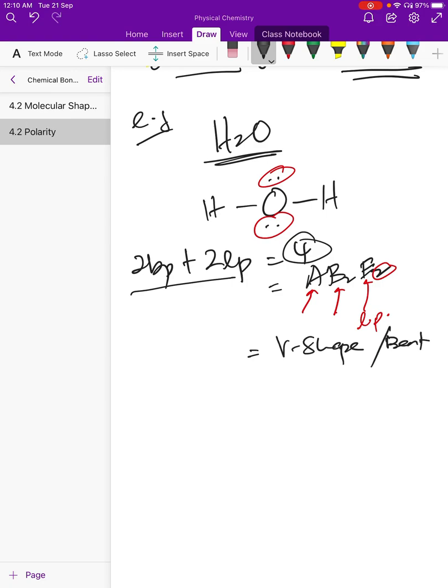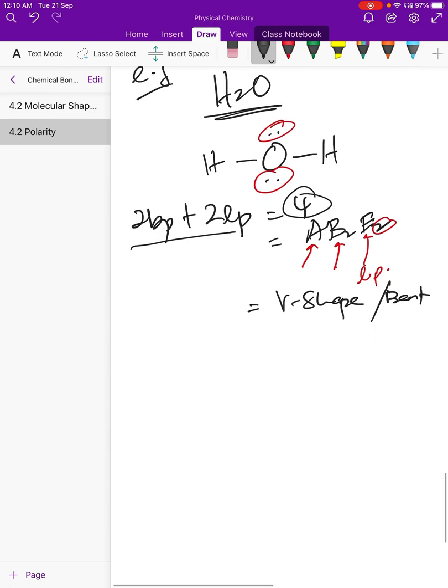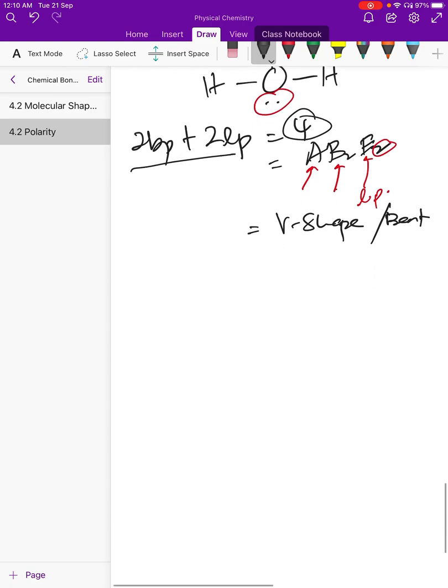or we can call bent. So we draw the molecule following the bent shape. The basic geometry, I hope you remember, is tetrahedral. So I erase these two and replace them with lone pairs, one here and one here, right?